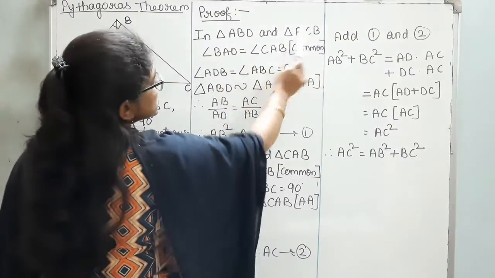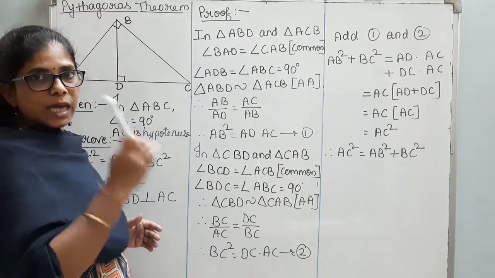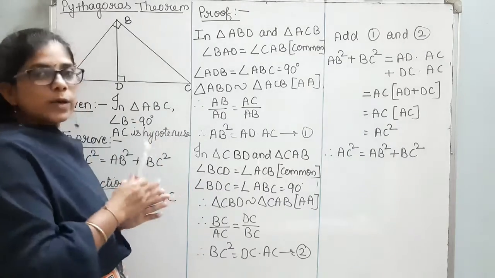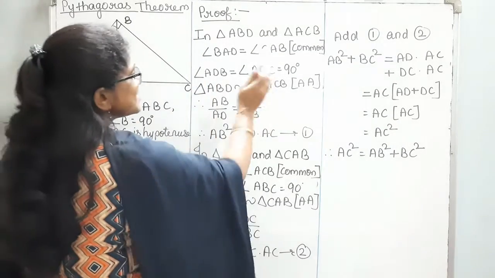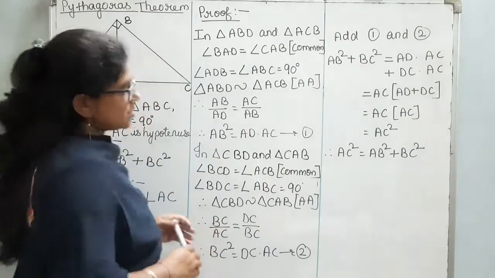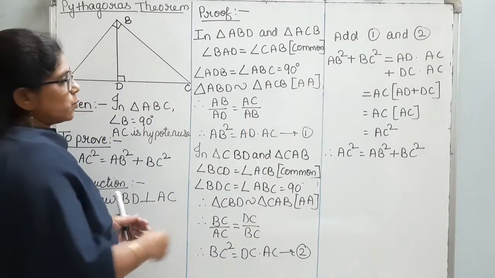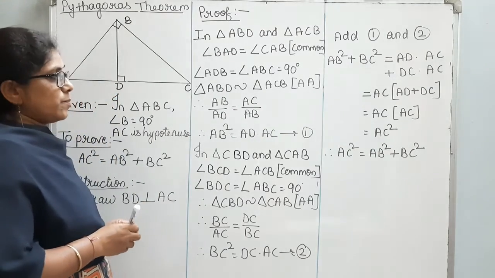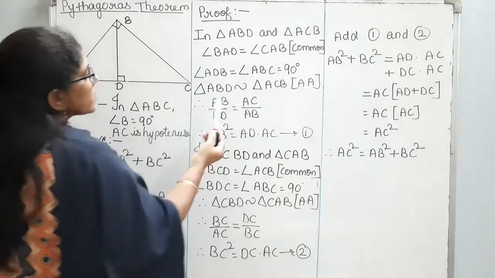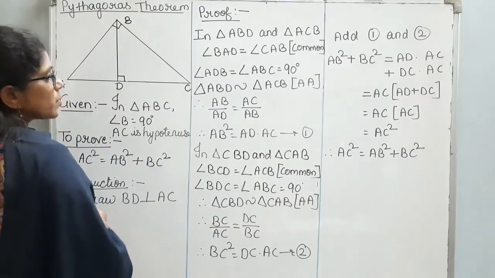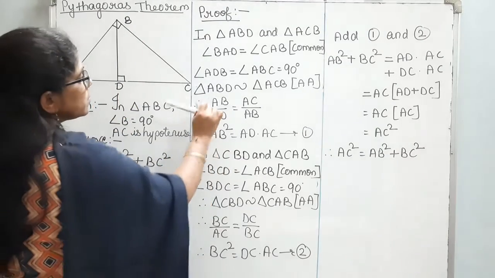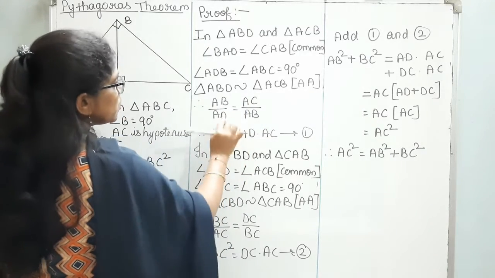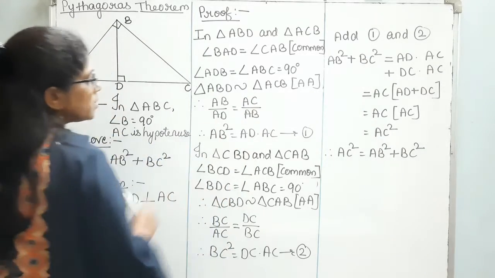So these two triangles are similar by AA criteria, as two angles are equal. Now here what we have to do: as these two triangles are similar, I am going to take the proportional sides. AB upon AD is equal to AC upon AB.